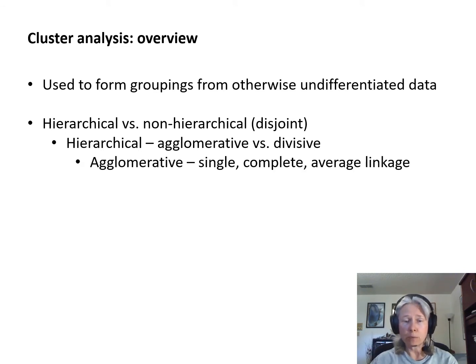The agglomerative approaches are more common in ecology, and within them there are single linkage methods, complete linkage methods, and average linkage methods. Non-hierarchical clustering, or disjoint clustering, the most common type of it is called k-means clustering. Okay, so you've got these two broad kinds of ways of doing cluster analysis, hierarchical and non-hierarchical. Each has its advantages and disadvantages. So when should you use what method?